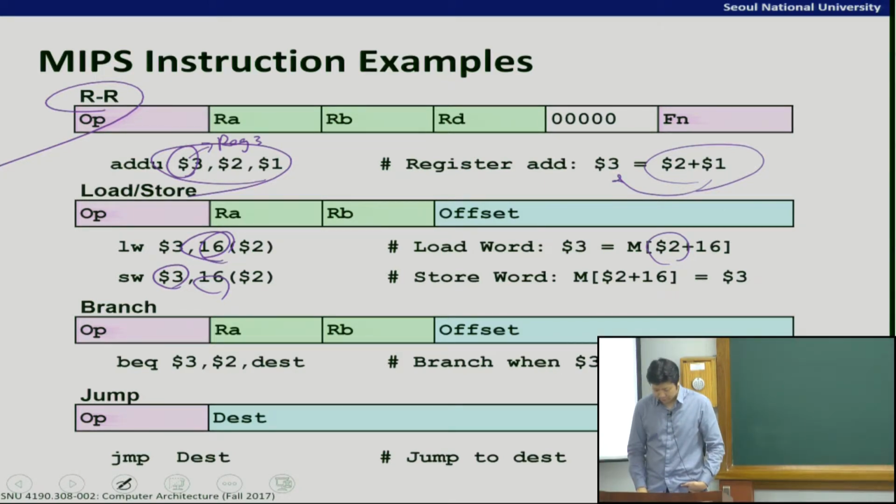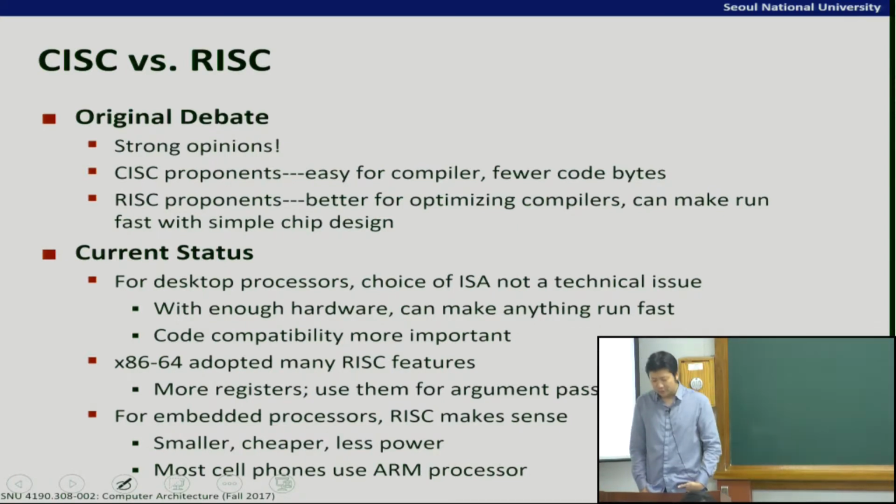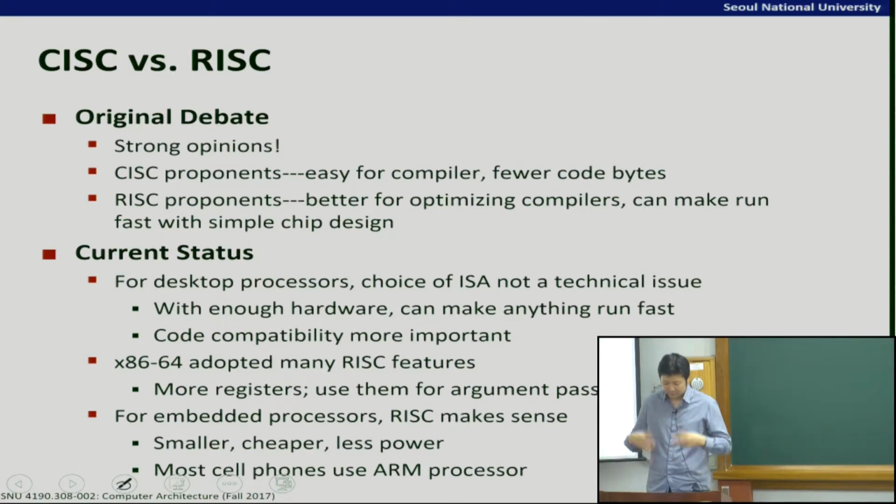So here are the cons and pros. There is a big historic debate between the CISC camp and the RISC camp. CISC proponents claim that it's easier for the compiler because it's more like a direct translation from source code to assembly code, because assembly code is very powerful and very complex. So generally, it takes fewer code bytes, a smaller size for your executable.